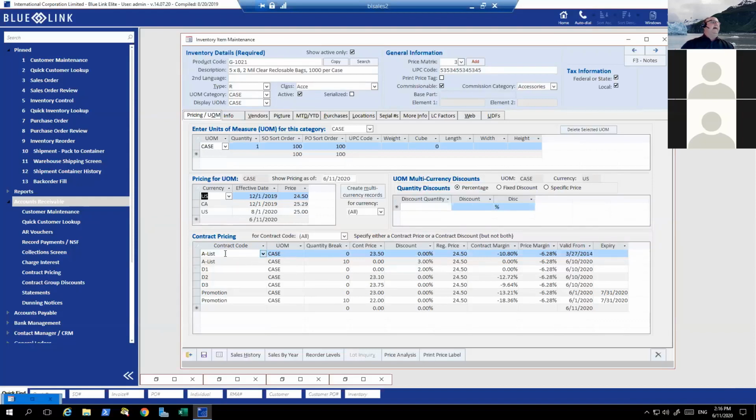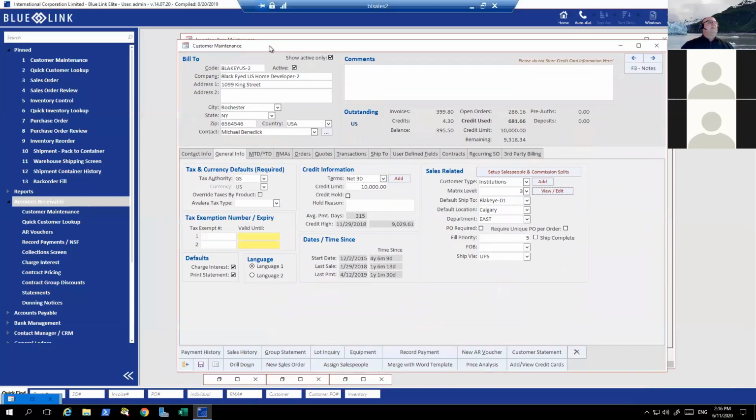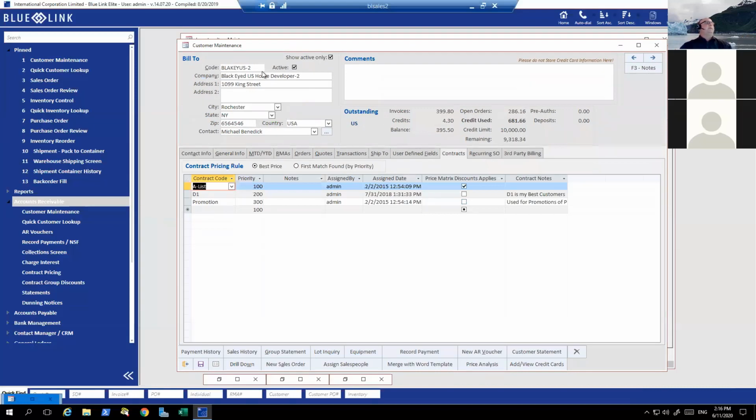The easier way to do this is to set up, for instance, a number of different contracts here. You'll see a list for the case. This is the normal price. And now the system is going to use the normal price here of $23.50 for a customer that's set up on a list. So if I go back to that customer again in the system, just so you can see where that information might come from, it's being set up in here. For this particular customer, it's under contracts. You can see here that this customer is associated to an A list, to D1, and to promotions, okay?